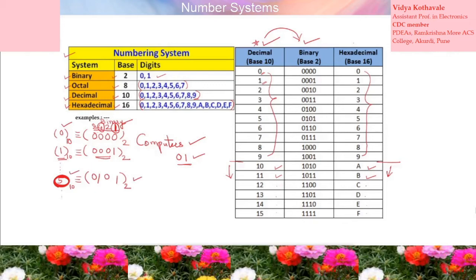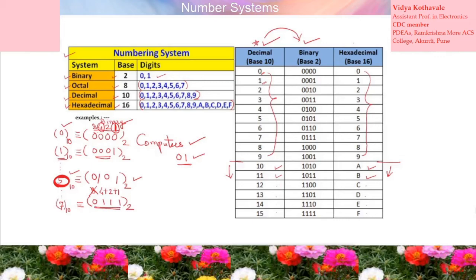Moving further, say for example decimal 7. It is equivalent to binary, so it's 4 plus 2 plus 1 is equal to 7, and we don't need 8 to be added into it. So below 8 we place a 0 and then 1, 1, 1. So binary equivalent 0, 1, 1, 1 we obtain for decimal 7.